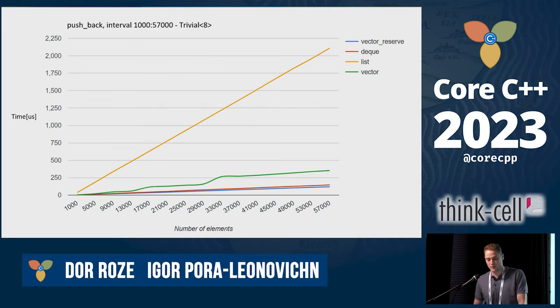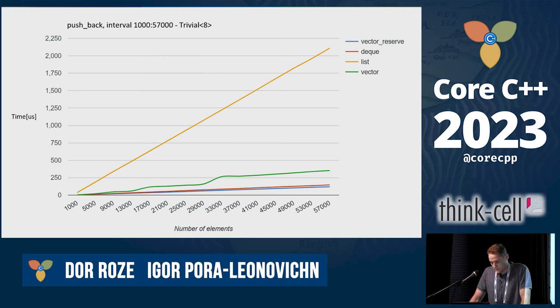So let's dive into the first benchmark we did. The x-axis is the number of elements. The y-axis is the accumulated time in microseconds. The yellow line is the list. The green one is the vector. We also use a vector where we did reserve before launching the benchmark, so you can see this measurement in the blue line. And there is the deque. The type we use is 8-bit, which is 1 byte.